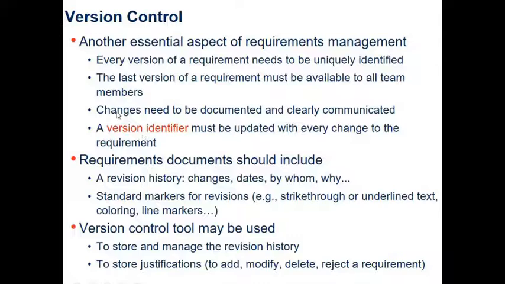Okay, so we have a requirements identification. We also have version identifiers. Requirements document should include a revision history, right? What changes were made, the dates, and by whom, why were the changes made, right? So that's the revision history. Also, the requirements document should include standard markers for revisions, example, strike through or underline text, or coloring to indicate which parts have been changed, or you can have line markers.